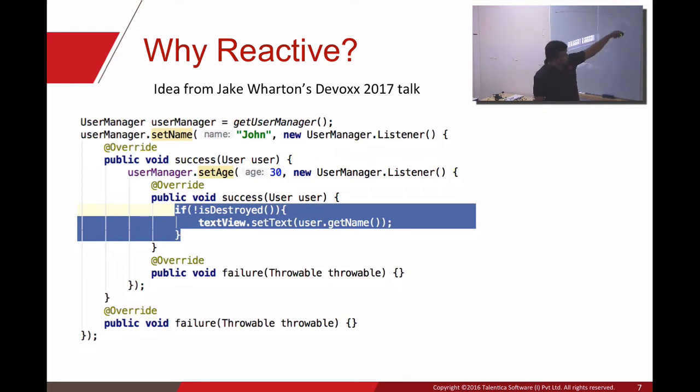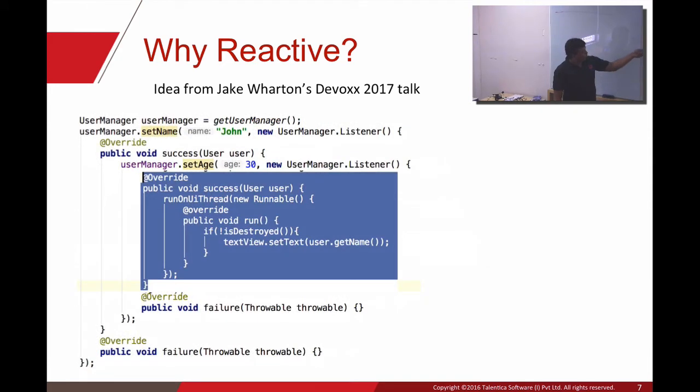And plus, since we have not specified any threads here, and you cannot update the UI from a background thread, you need to pass the data to the UI thread and then update it. So you'll need to pass everything in the run on UI thread method, right? Now, just look at this. It's becoming callback hell for a fairly simple operation.